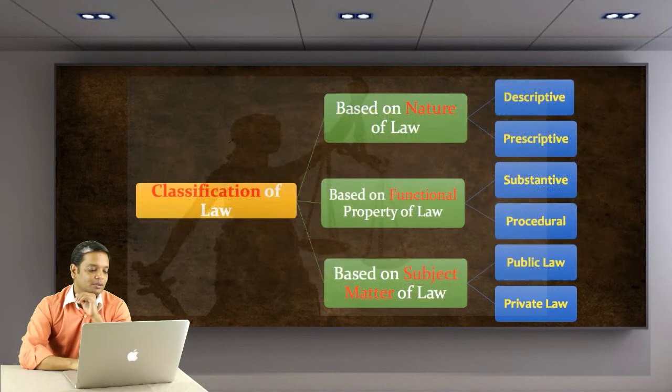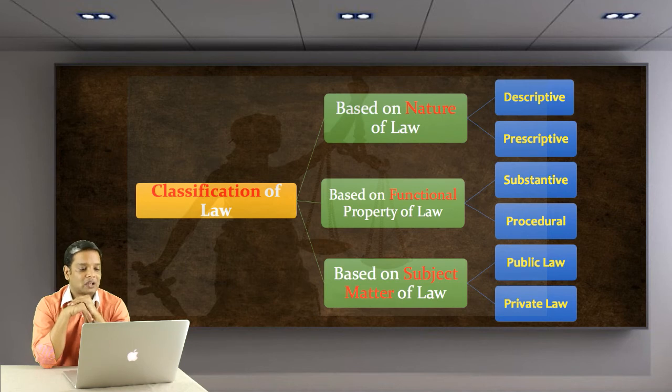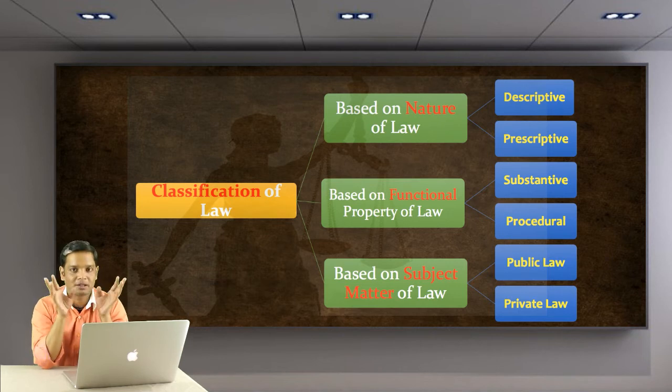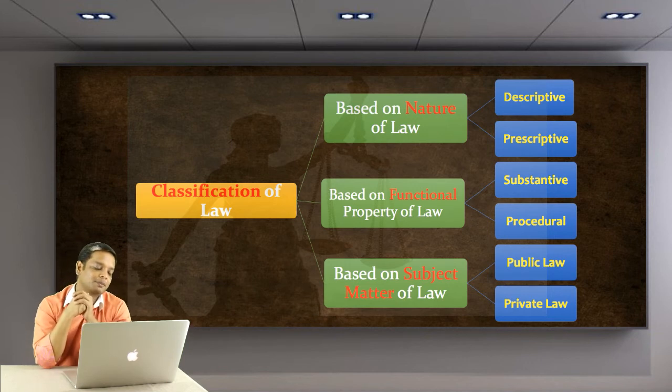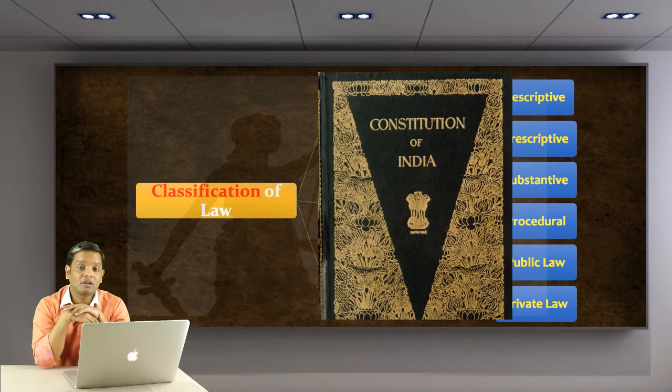Okay, the next one that we have based on subject matters, that is the public law and private law. So public law, that is applicable across the country to everyone, irrespective of caste, religion. Okay, so it doesn't bar based on such kind of things. That is public law. And the example of public law, of course, the topmost is constitutional law.